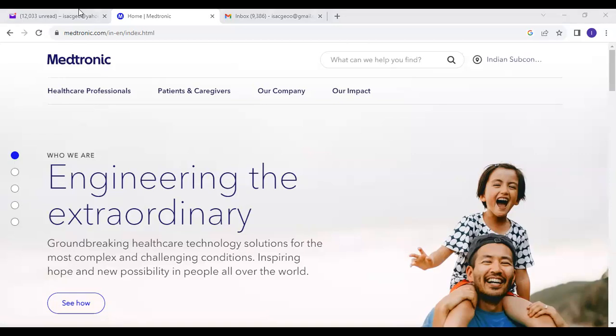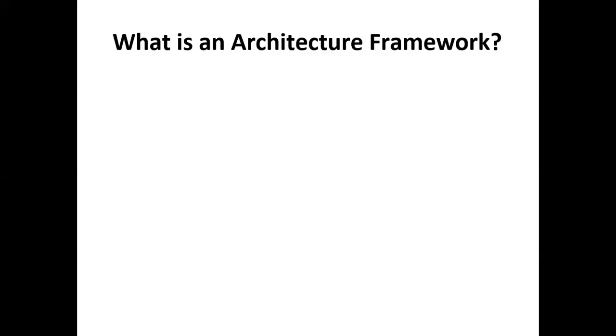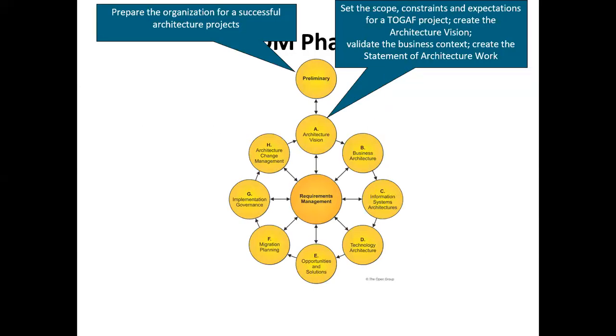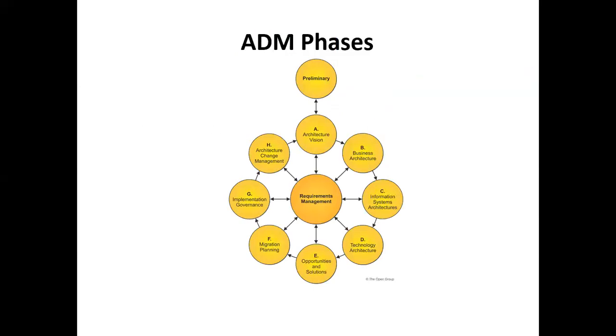Now, coming back to the PPT. In TOGAF, we have something called the architecture development method. What is an architecture development method? How can you develop an architecture? TOGAF says you can use the ADM to develop an architecture, maintain an architecture, repair an architecture, and so many other ways. So what you see on the screen is the ADM.